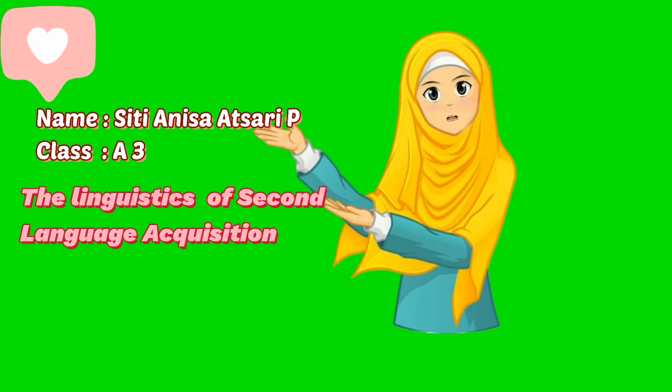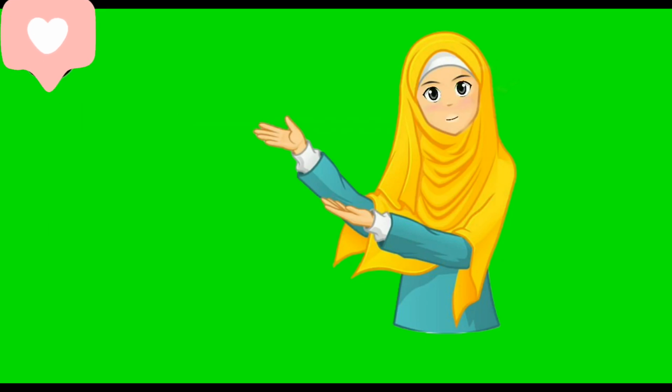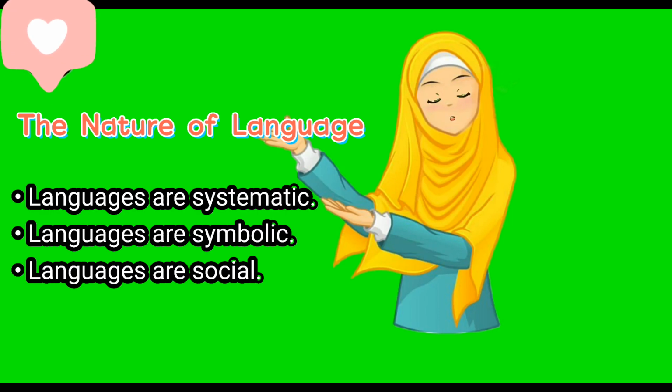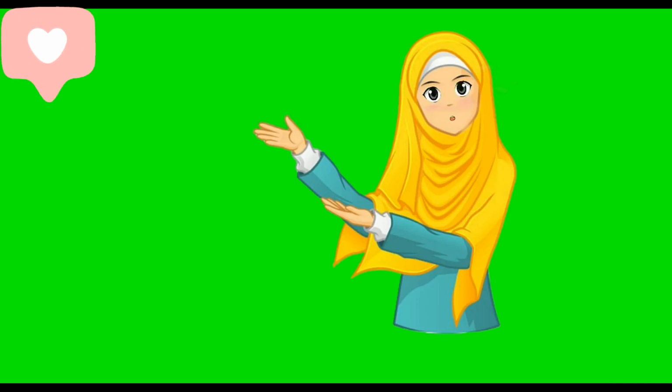The title is The Linguistics of Second Language Acquisition. The nature of language. Most linguists would agree that all naturally occurring languages share the following characteristics. Number 1, languages are systematic, and then languages are symbolic, and then languages are social.